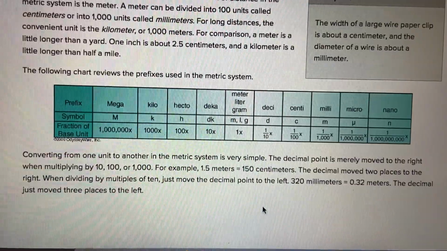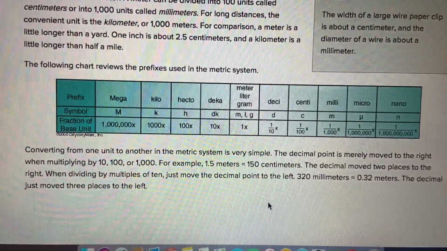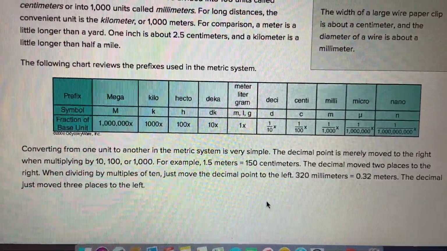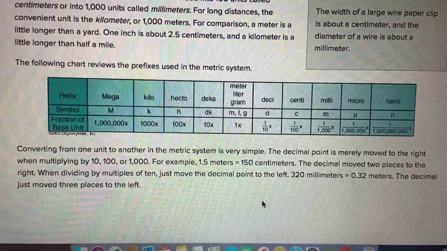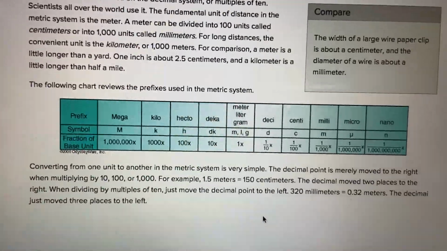When dividing by multiples of 10, just move the decimal point to the left. So 320 meters equals 0.32 meters. The decimal just moved 3 places to the left.